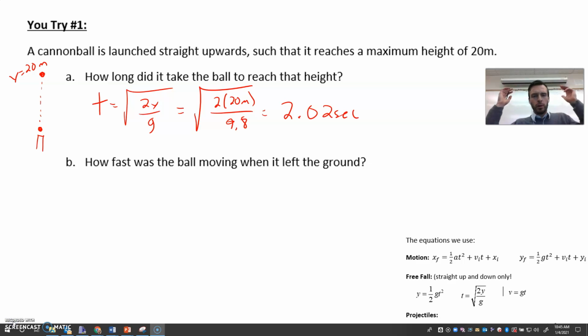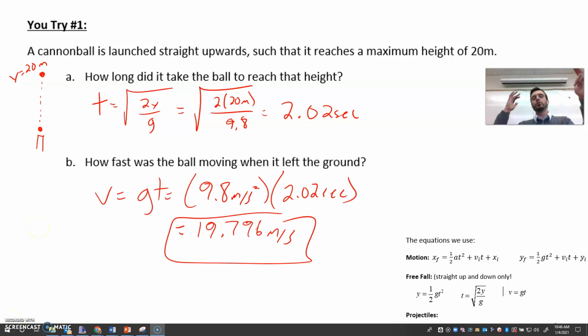The first part is 2.02 seconds, doing the same thing we did for our first example, using that time equation from the free fall. Just like number 1 for part B, we are going to do v equals gt for 19.796 meters per second.